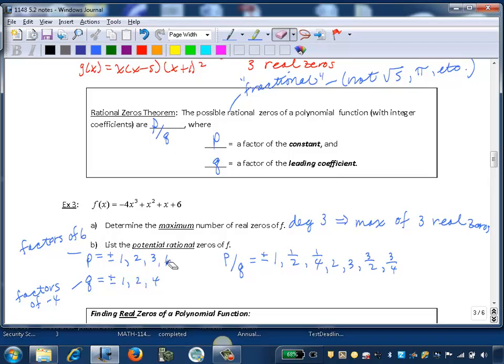And then finally take the 6 over 1, 6 over 2, 6 over 4. So 6 over 1 will give us 6. 6 over 2 is 3. We already have that. And 6 over 4 is 3/2. We already have that. So this is a list of possibilities. It could turn out that none of these are actually real zeros of this polynomial, but this includes all the possible rational zeros. So that means, for instance, there's no way 7 could be a real zero of this polynomial function because it doesn't appear on this list.